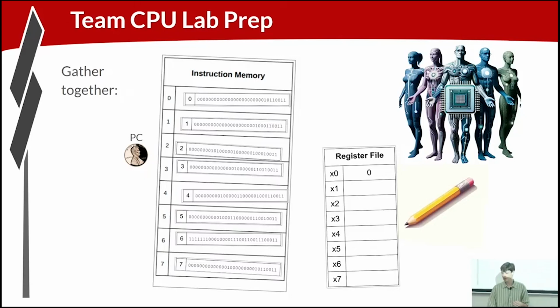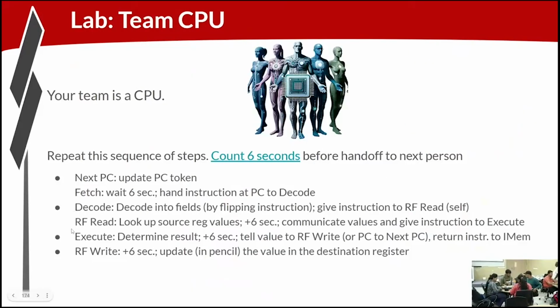So this one's a team exercise, so it's just one set of resources for the whole team. Okay, so for this exercise, each of you is a different stage in the pipeline. All right. So the first stage in the pipeline is the next PC and fetch will combine together. So for that stage, you'll update your PC token to point to the next instruction, initially pointing to 0.